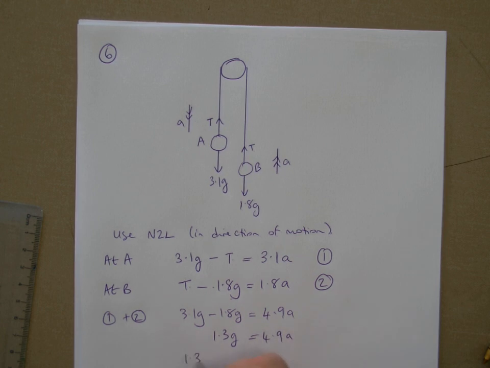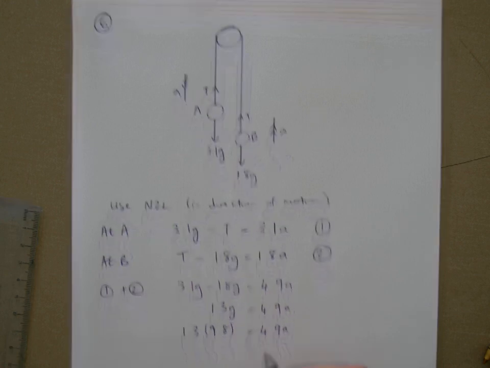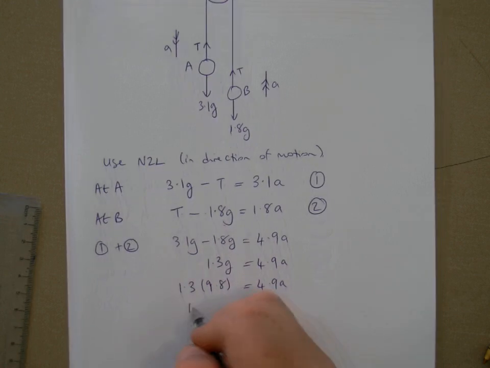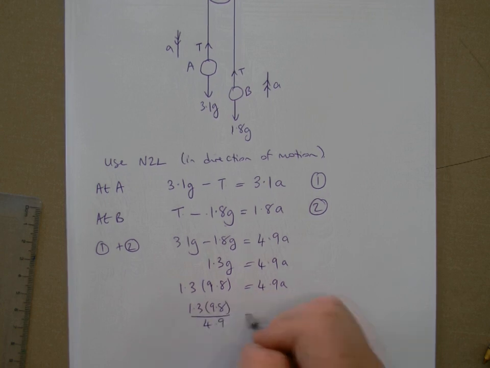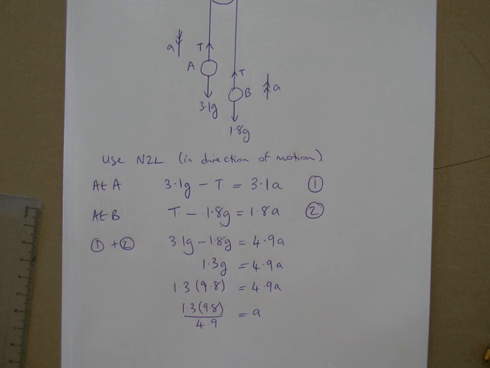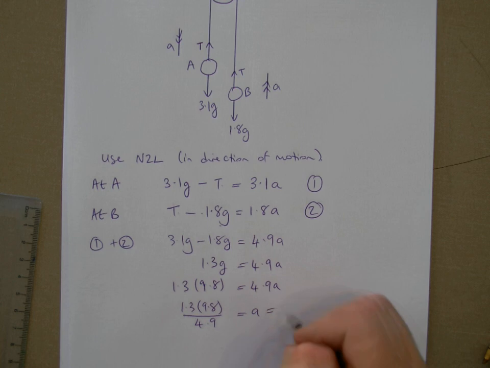Remember then, G is 9.8. So to work out a, you just take the 4.9 over and divide. That will give me my acceleration. On my calculator, if I work that out, I get 2.6. That's my acceleration there, 2.6 meters per second squared.